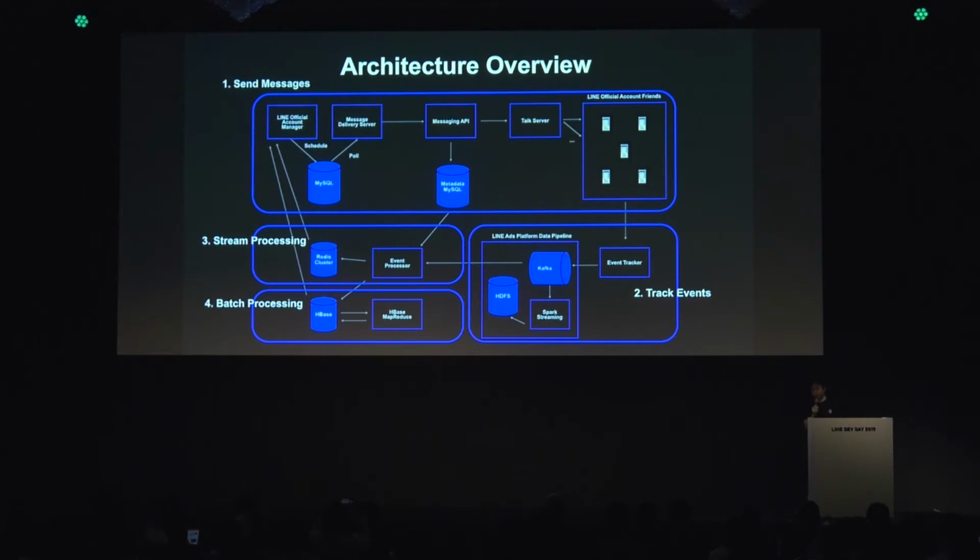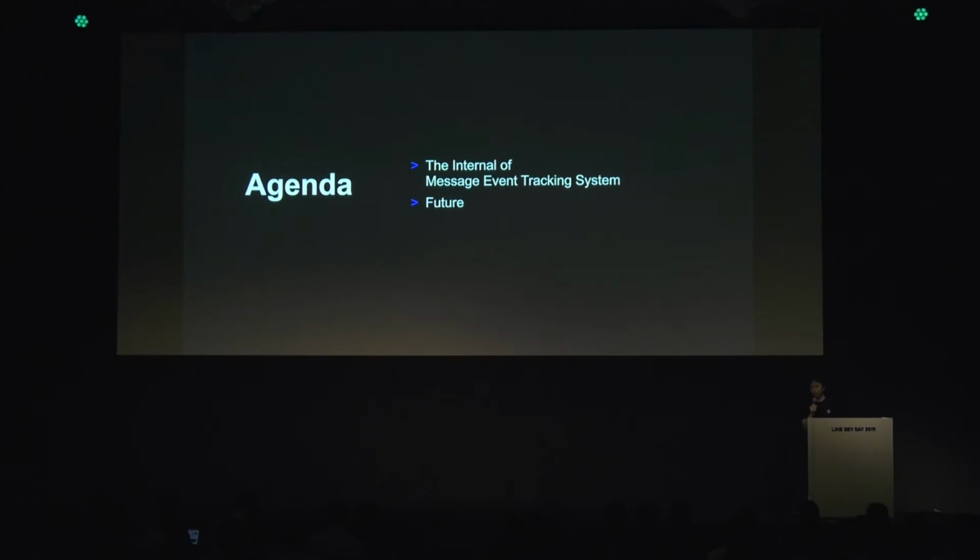And thirdly, those events are processed in a stream processing manner. Number 4 is batch processing. And lastly, it's not shown on this diagram, but this is the merging of stream process data and batch process data to get the final value. So I will follow this flow. After talking about the technology of the message event tracking system, I would like to also talk about new functions that are developed based on this system.